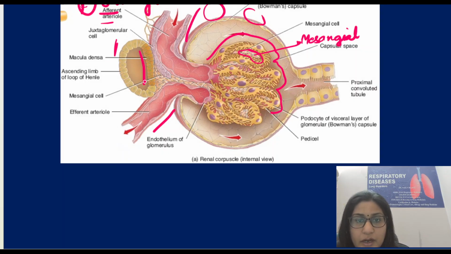This includes your macula densa. Macula densa are the part of the cells which are in close contact with the afferent and the efferent arteriole. And what are they? They are the cells of the ascending limb of loop of Henle only. So you have this macula densa cell which are in contact with the terminal portion of the afferent arteriole, the very last portion of the afferent arteriole which is about to break into the glomerular capillaries.